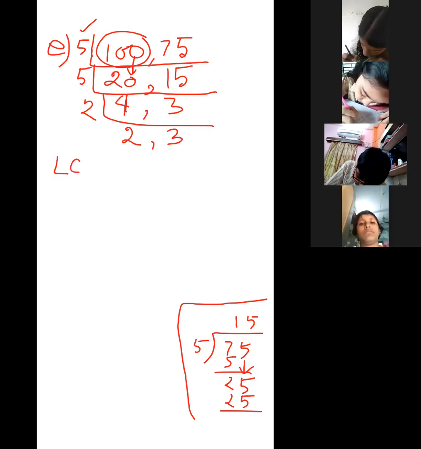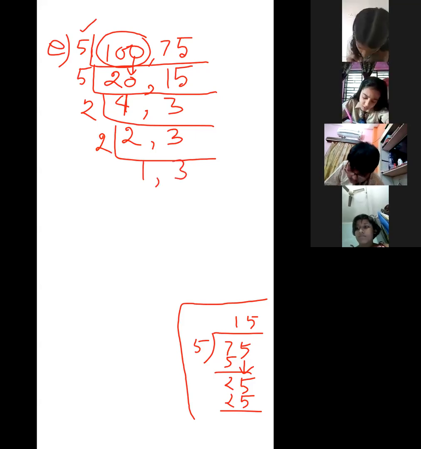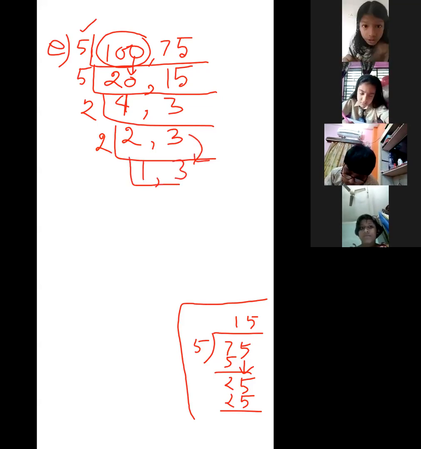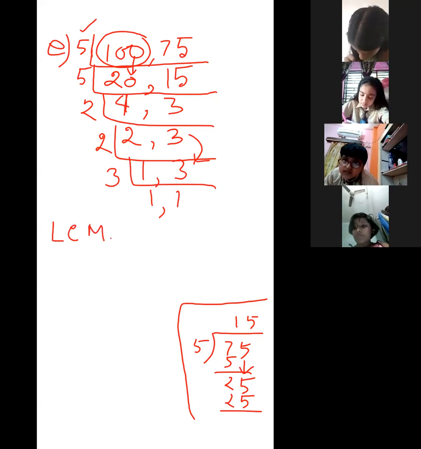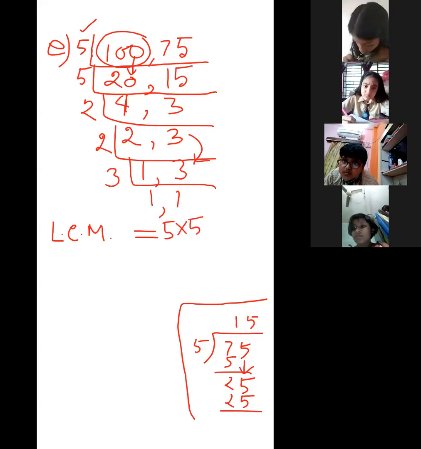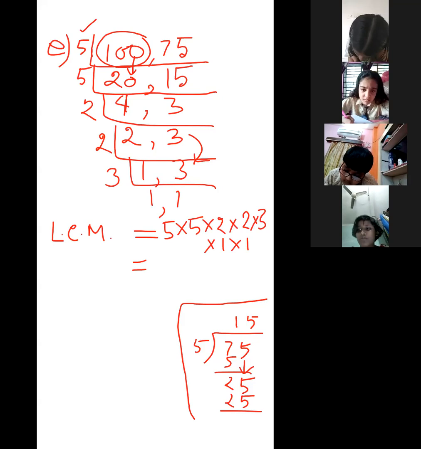So the LCM is equal to, okay, let us take by 2. 2 1 is 2 and 3 is not divisible by 2, so it will remain as it is. Now by 3. Okay, so LCM is 5 into 5 into 2 into 2 into 3 into 1 into 1. Yes. Now multiply this.